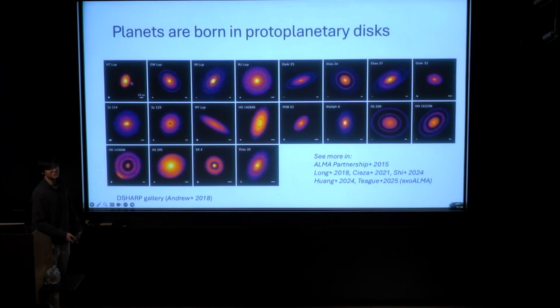Before we go into detail, let's first put the image into context. We know planets are formed in protoplanetary disks, and one of the most exciting things over the last decade is that with ALMA, we are able to directly see the disk. Like shown here, all these are the dust emission from protoplanetary disks with potentially forming planets. Surprisingly, all these disks are not smooth at all. You see all these ring and gap features.